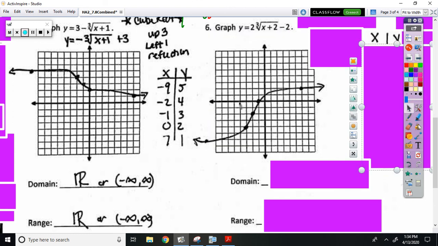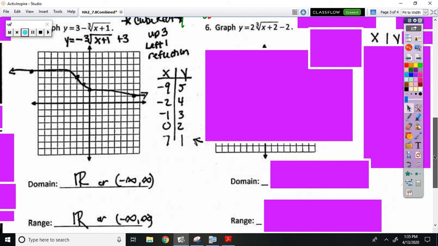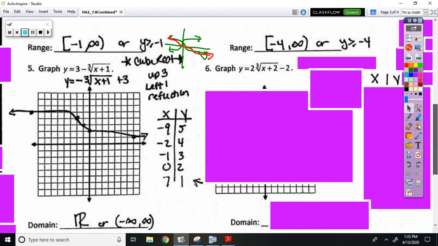Kind of getting a sneak peek at my next graph over here. Let's see if I can bring this up. And then the last one, notice this also is a cube root function. So this should have a similar looking shape. It has not been reflected though, so it should be the regular S-shaped curve, not reflected. We should have a stretch of 2.